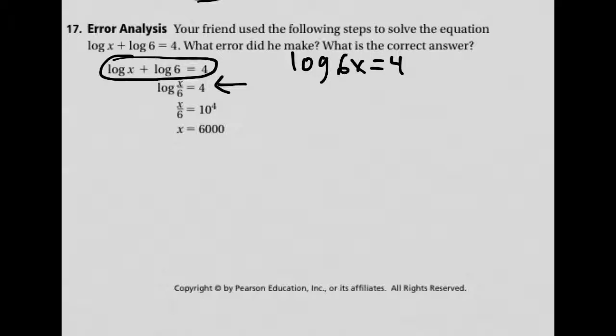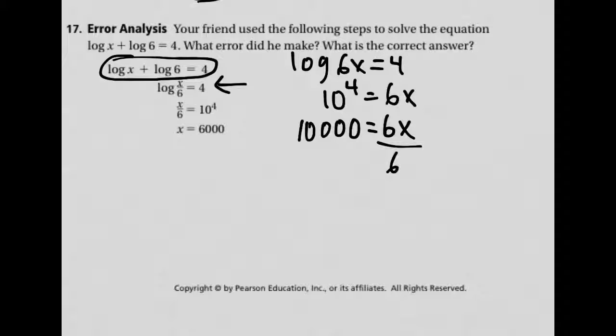Then turn it into exponential form. 10 to the 4th power, base 10 exponent 4, equals 6x. 10 to the 4th power is 10,000. And then divide by 6 to get your final result. 10,000 divided by 6 is, according to my calculator, well, it's 5,000 over 3, so it's going to be 1,667. Let's round it to that.